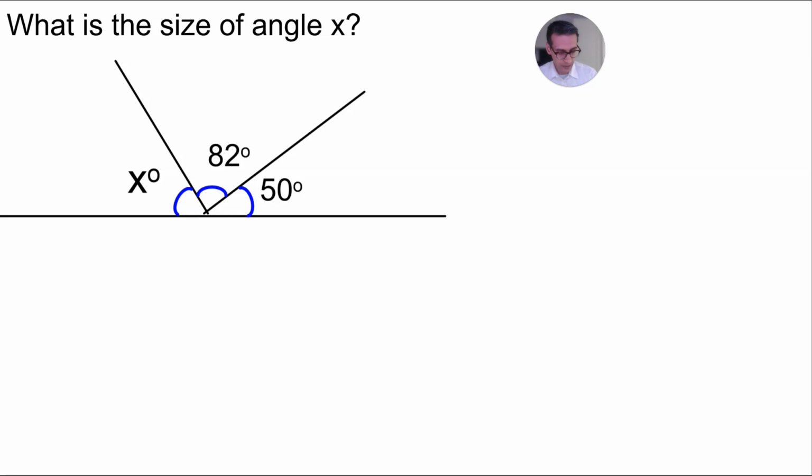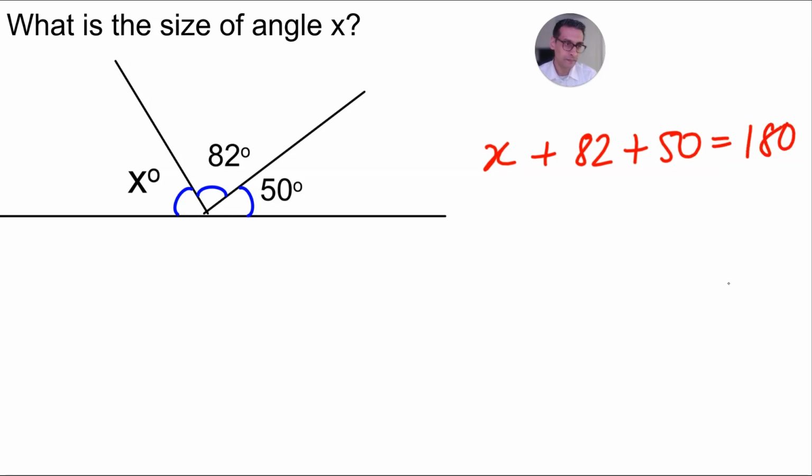Okay, so hopefully you've had enough time to do it. I'm going to show you how to do it now. So we've got X plus 82 plus 50 equals 180. You're going to do 82 plus 50, which is going to give you 132.